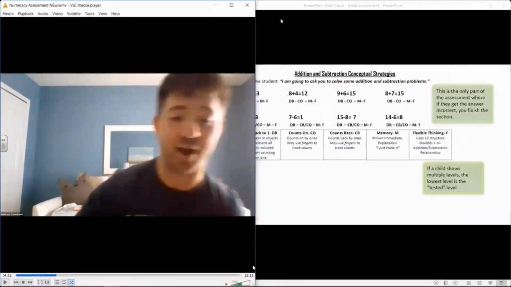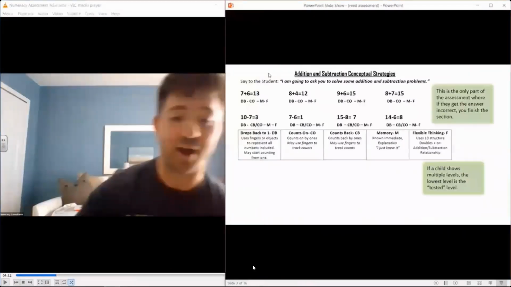So now we're going to go to the addition subtraction part, okay? This is the most complex part of this assessment, because we are not just giving him 4 addition problems and 4 subtraction problems and looking for the answer. We're tracking the level and how sophisticated the level is. If you take a look right here, there is DB, CO, M, and F. DB represents drop back. It means drop back to 1.